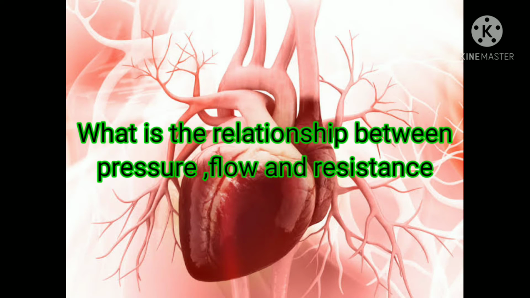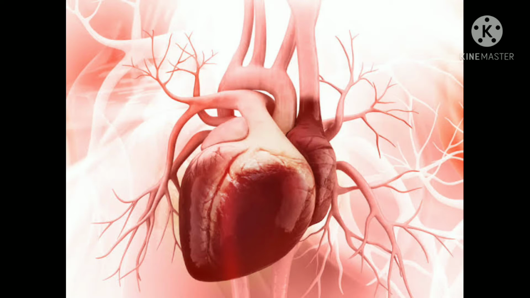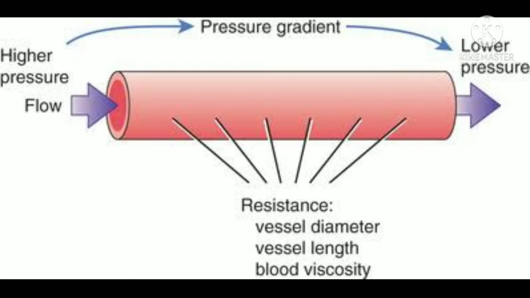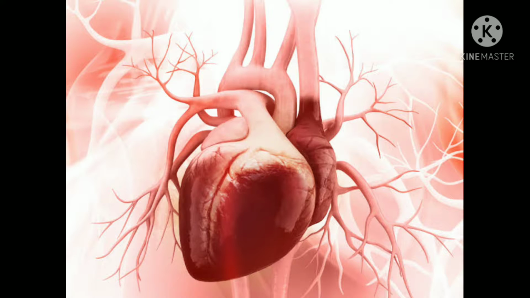What is the relationship between pressures, flow, and resistance? Blood flow through the body is regulated by the size of the blood vessels, by the actions of smooth muscles, by one-way valves, and by the fluid pressures of the blood itself. Blood pressure is related to the blood velocity in the arteries and arterioles.